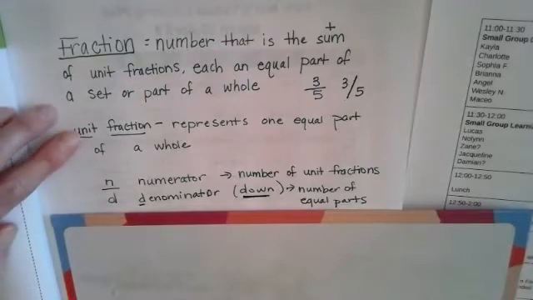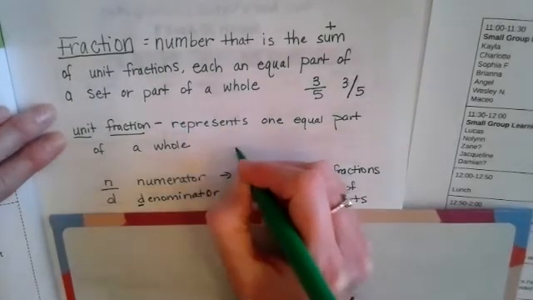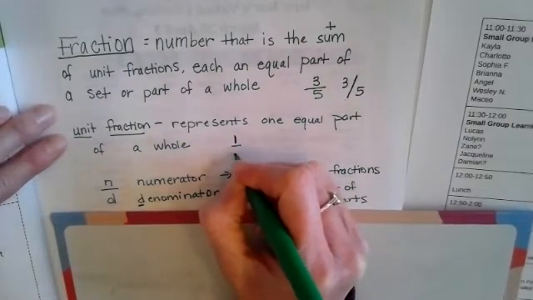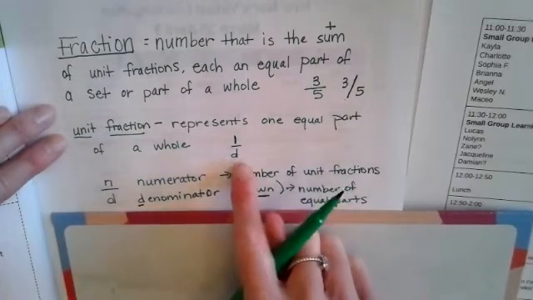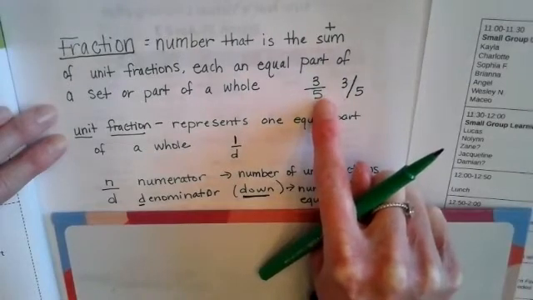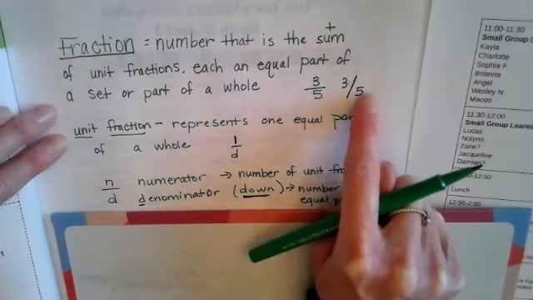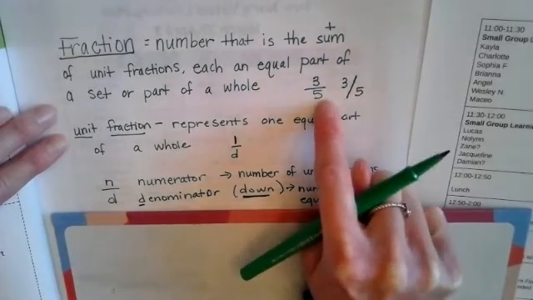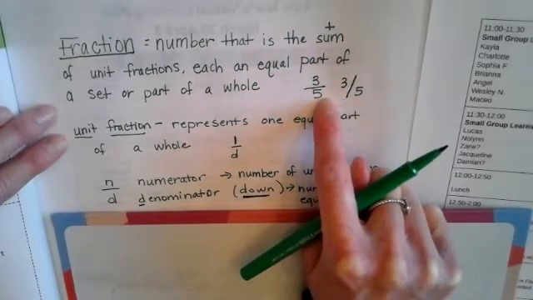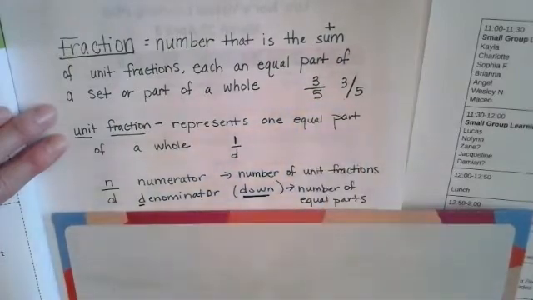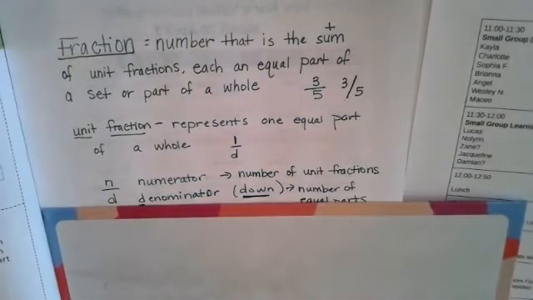A unit fraction represents one equal part of the whole. A secret to remembering that is that a unit fraction always has a 1 in the numerator. And then again, that denominator, that bottom number, is the number of parts. So if we look back up to the fraction that we started working with, 3/5, these both mean 3/5. I might have eaten 3 out of 5 pieces of a pizza. If we were to write that as a sum of unit fractions, we could write that like this.